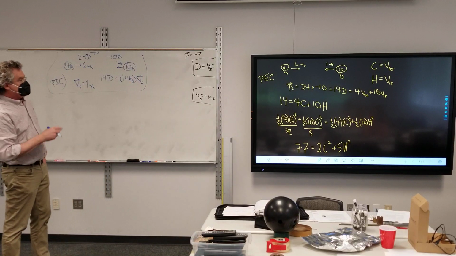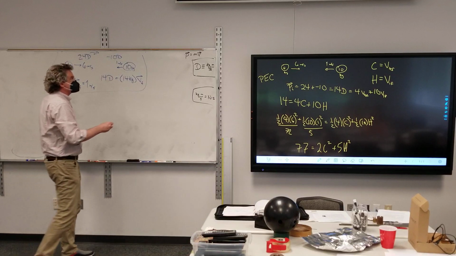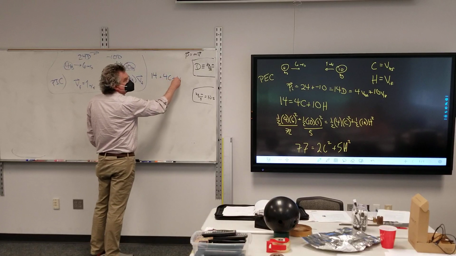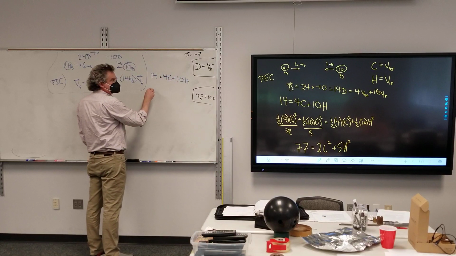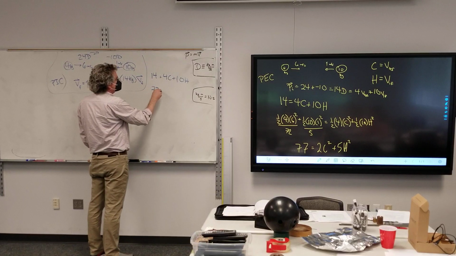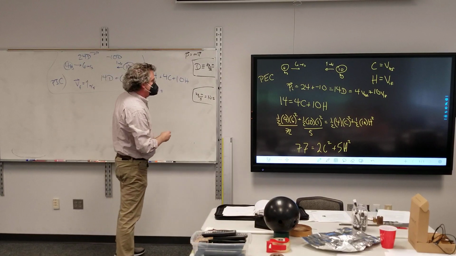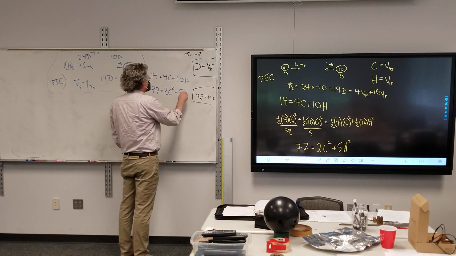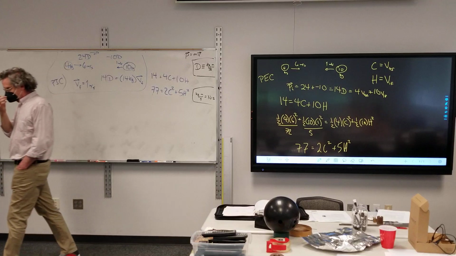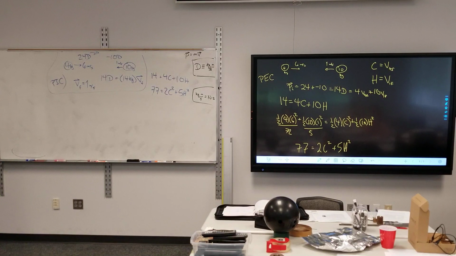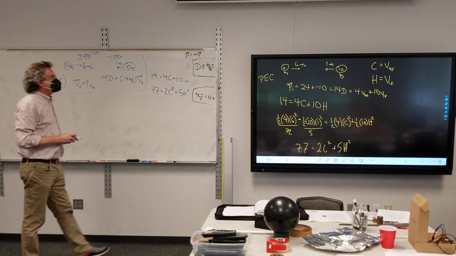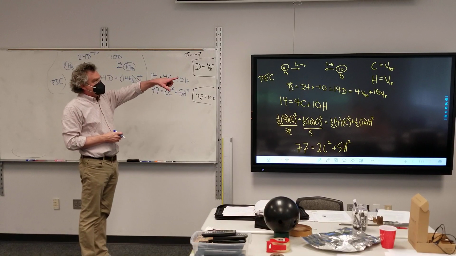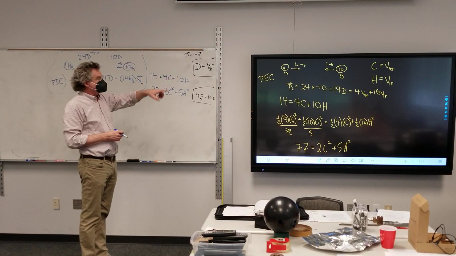All right. So, how do you solve it? I got 14 is equal to 4c plus 10h. And I've got 77 is equal to 2c squared plus 5h squared. Did you plug in the 6 and the 1? For what? C and H. That 6 and the 1, or 6 and -1 is before the collision. This is after the collision.